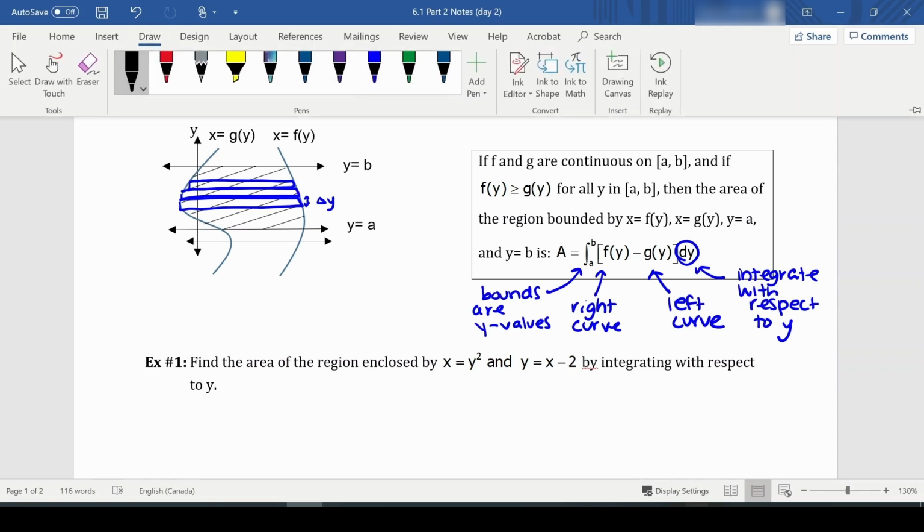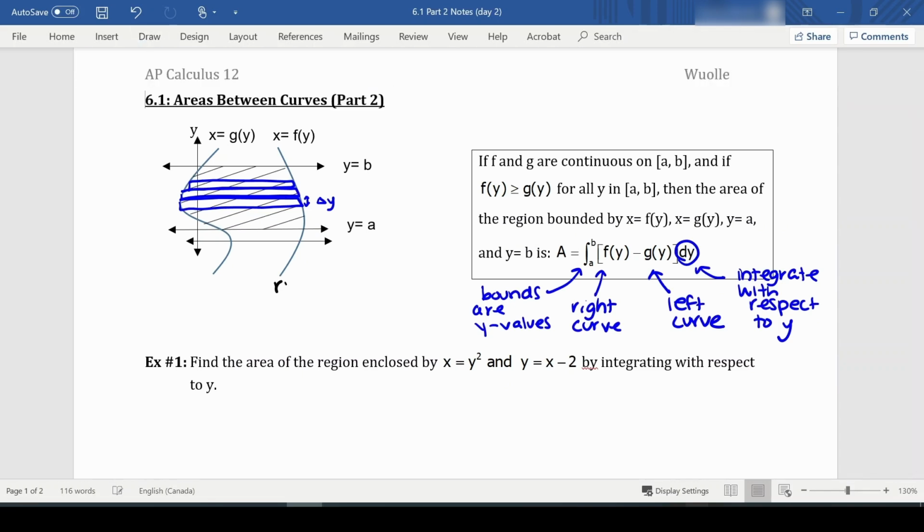So in our picture, what that looks like is this is our right curve, literally the curve on the right-hand side. This is our left curve. A is still our lower bound, and B is still our upper bound.